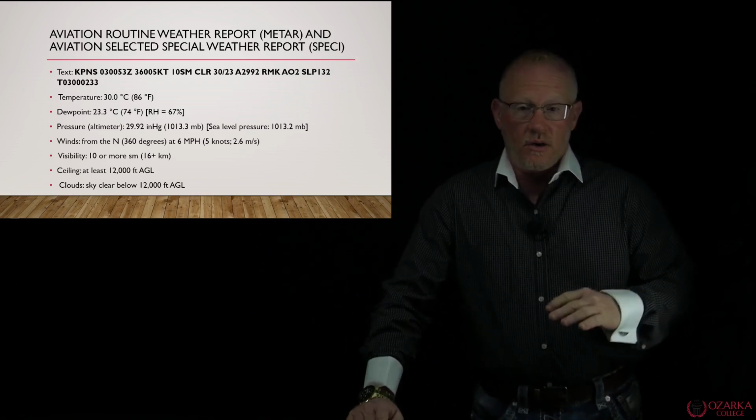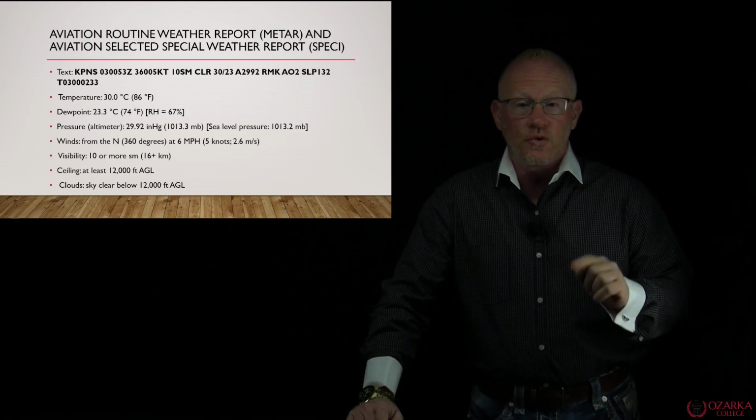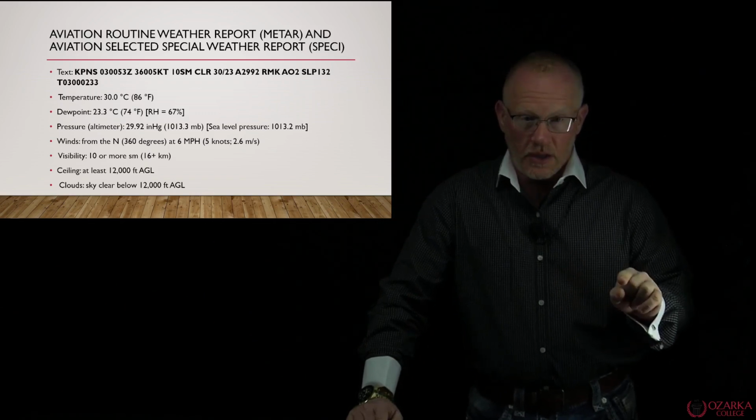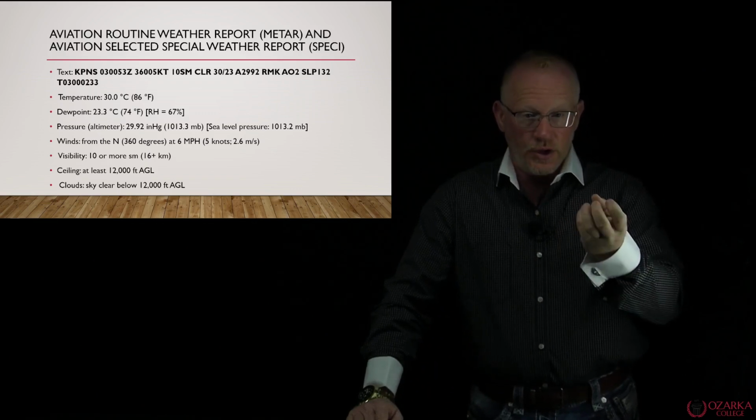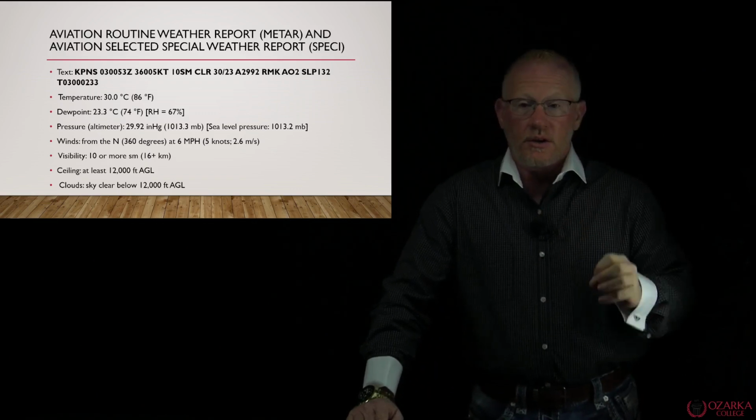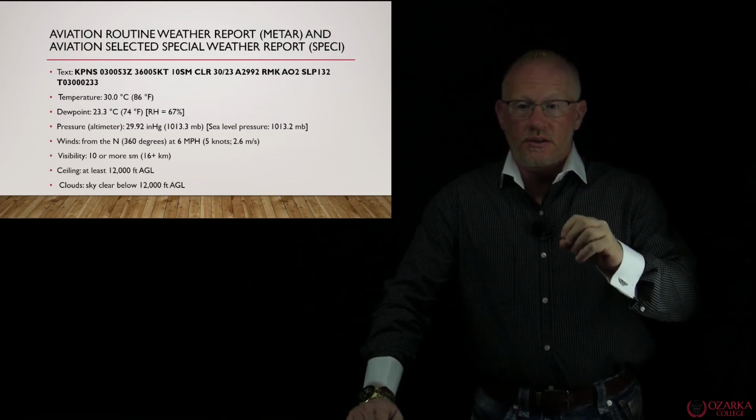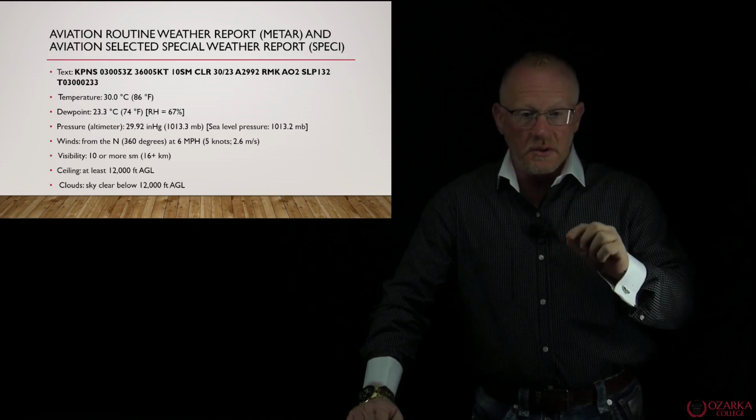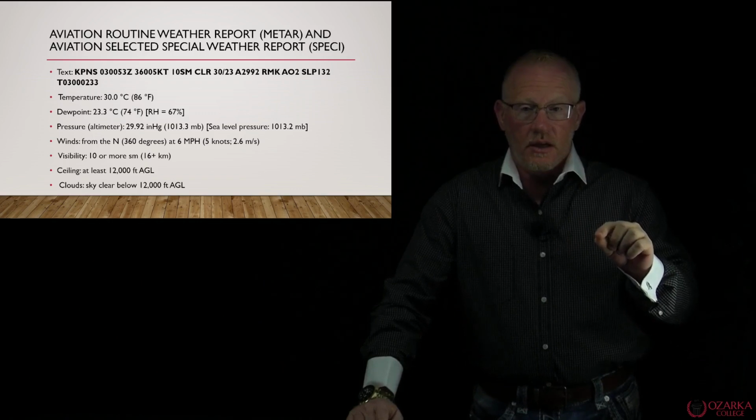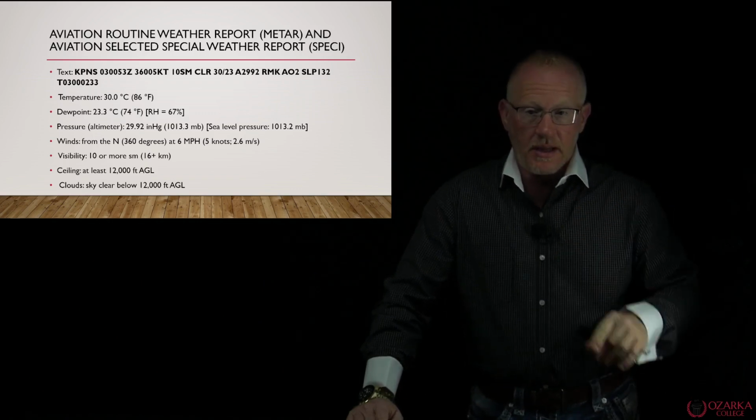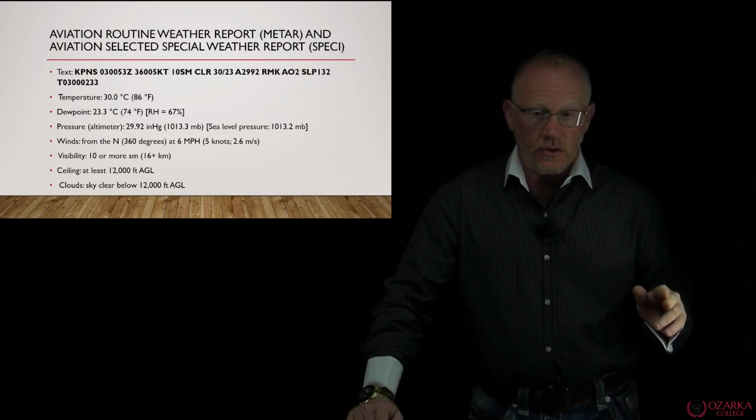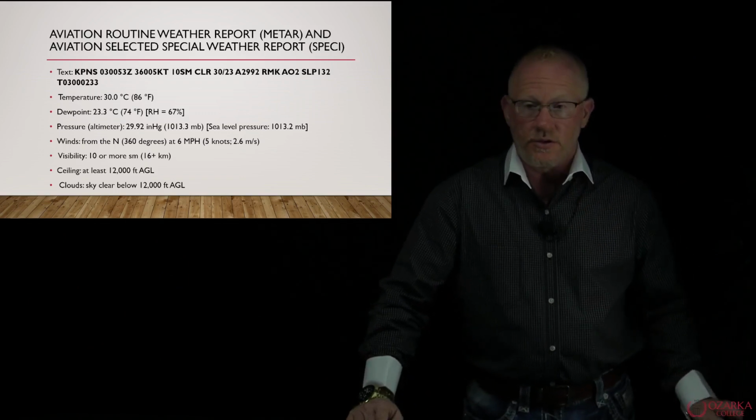So that means it's below 100, and the dew point is 23.3. That's the temperature at which the air must be cooled to produce dew. So the actual temperature is 30, and the dew point is 23.3. So the 23.3 rounds down to 23, and that's why they put 30/23 up in the textual version of it.